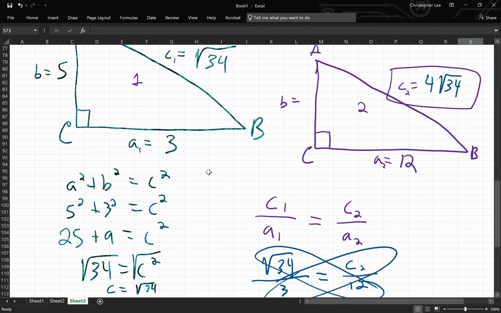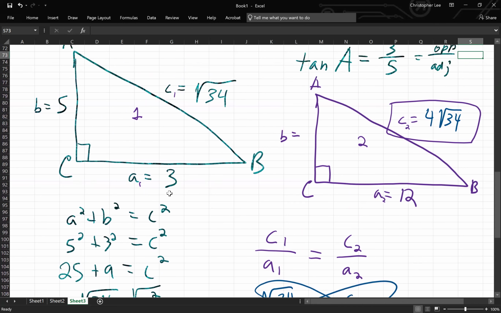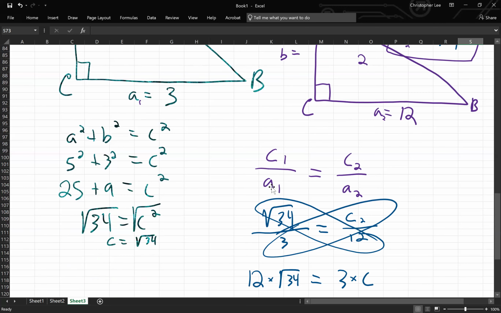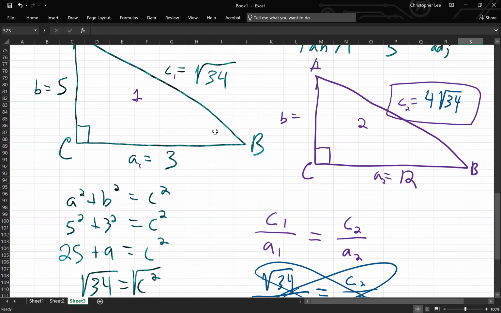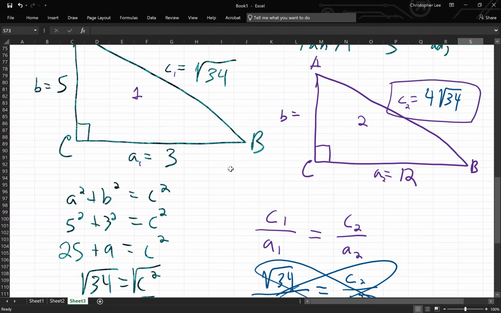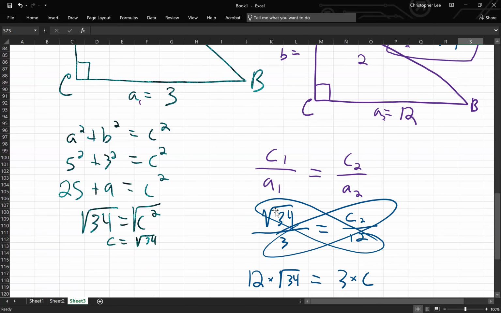That's what it is. What's going on? This 3 right here? For Jason. Oh yeah, because that's A1. A1 is this, right? And C1 is the hypotenuse of the original triangle. So square root 34 over 3 is equal to C2, which is a similar triangle, over 12, and then just cross multiply.